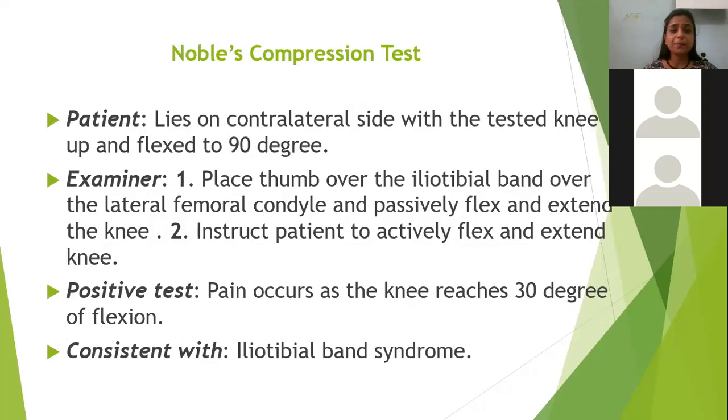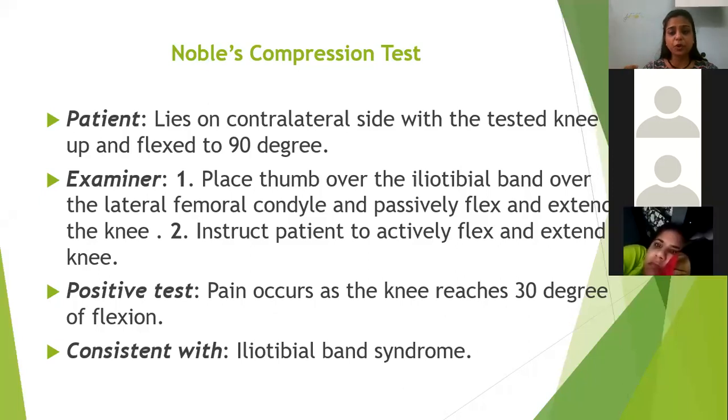Noble's compression test. Lie on the contralateral side, with the tested knee upward, flexed to 90 degrees, and place the thumb over the IT band, over the lateral femoral condyle, okay. So you have to keep your thumb on the IT band on the lateral femoral condyle, and passively flex and extend the knee, and also instruct the patient to flex and extend the knee. When the test is positive, as the knee is flexed from 90 degrees to 0 degrees, the patient will feel some pain at 30 degrees, okay. So that indicates it is IT band syndrome.